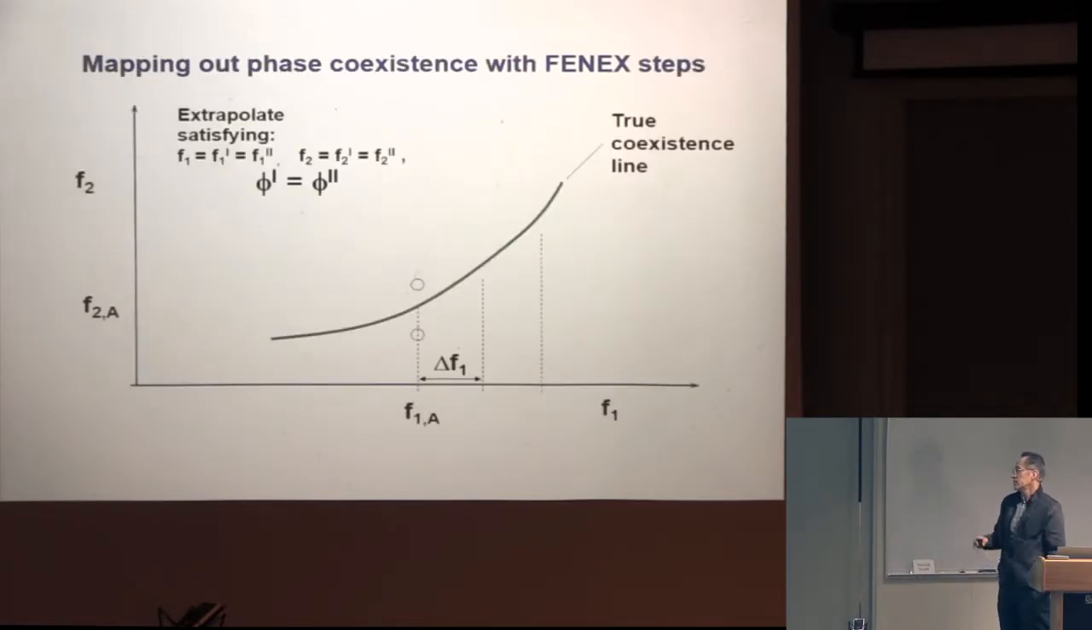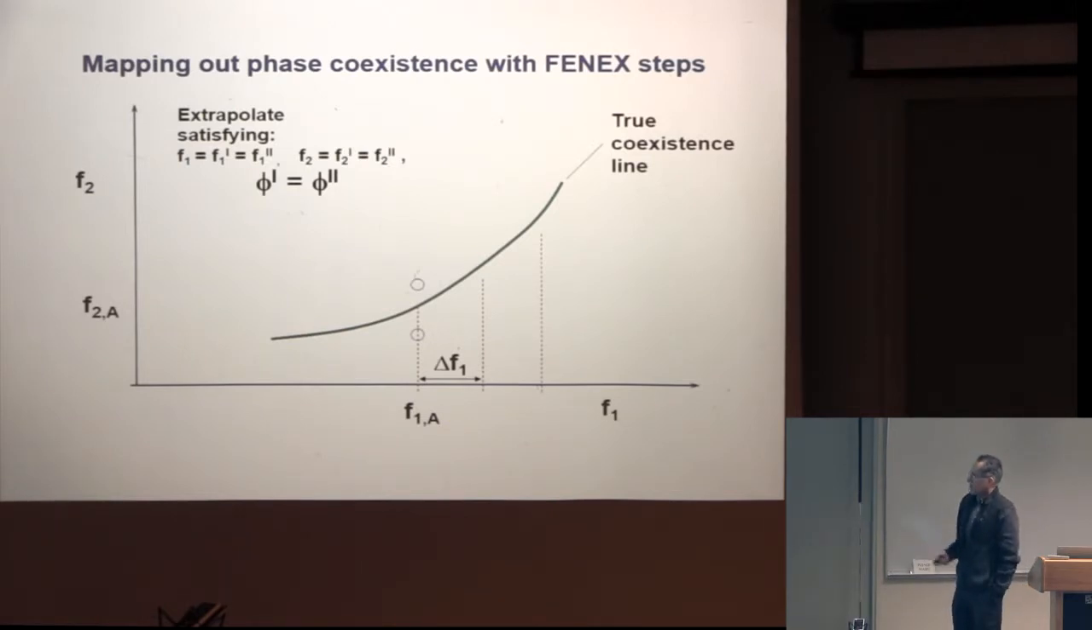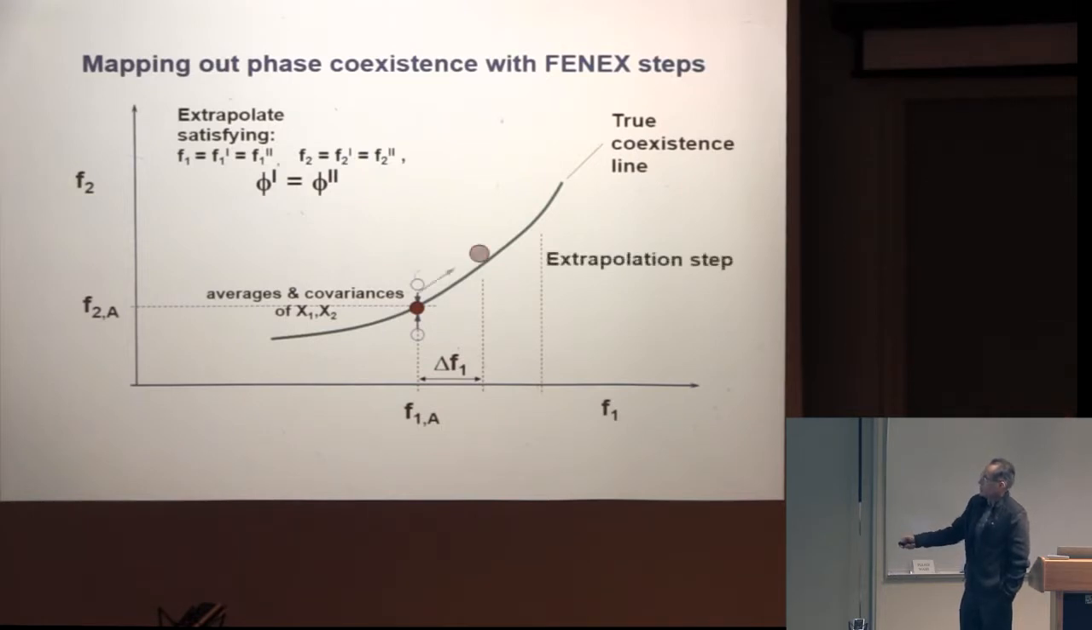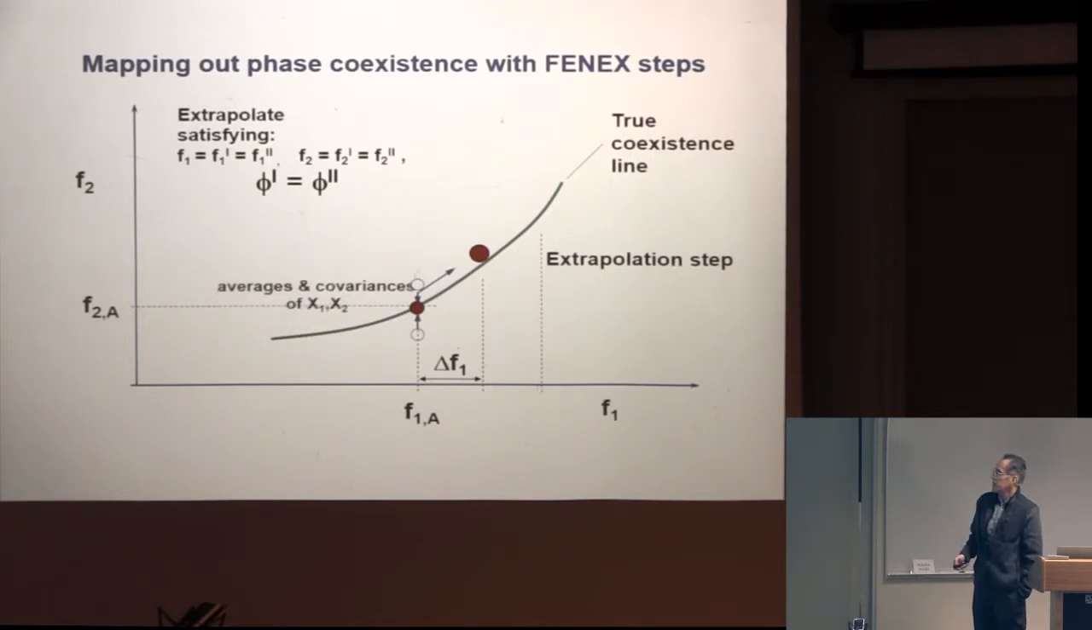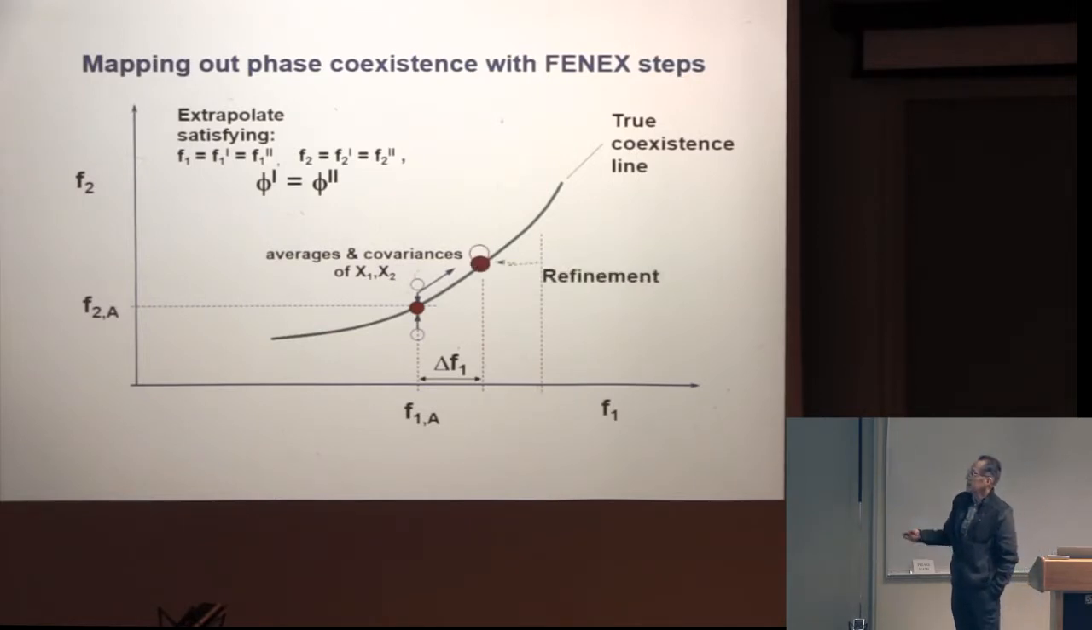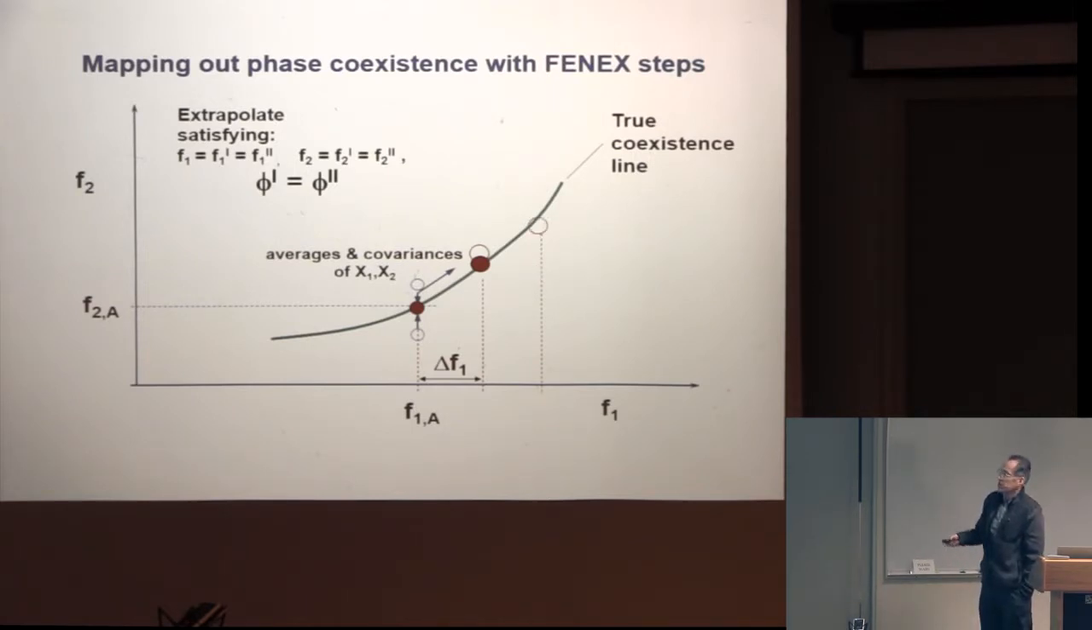This is just to illustrate pictorially what I just said. I'm trying to map out this function. Remember that the first point is known by some method. I take a step delta F1, and do an extrapolation starting from that point, which may produce that point. Then I go there, run simulations, and collect these averages and covariances. That allows me to improve my estimation of the free energy calculation, and for example, to improve the predictions for the coexistence conditions. And I keep doing that as I move up this curve.